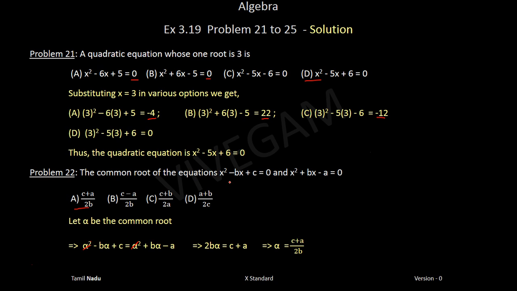Right, please understand this. Since alpha is a root, it will prove the equation. So alpha square minus b alpha plus c will be equal to 0. Here alpha square plus b alpha minus a will be equal to 0. But both are equal to 0. So I can equate this to this. Am I right? So that is what I've done.